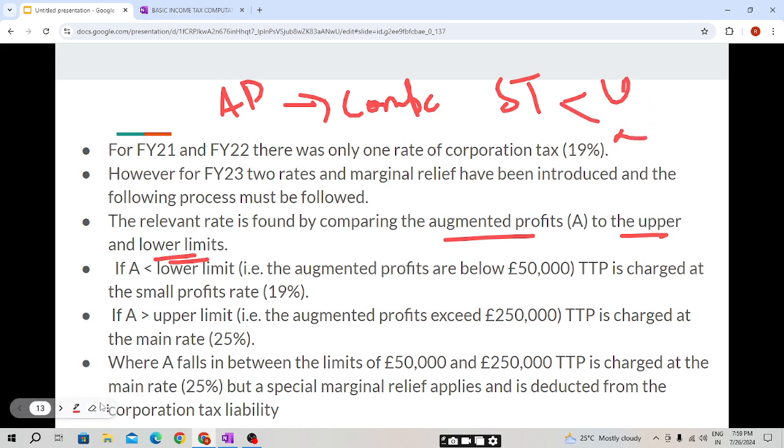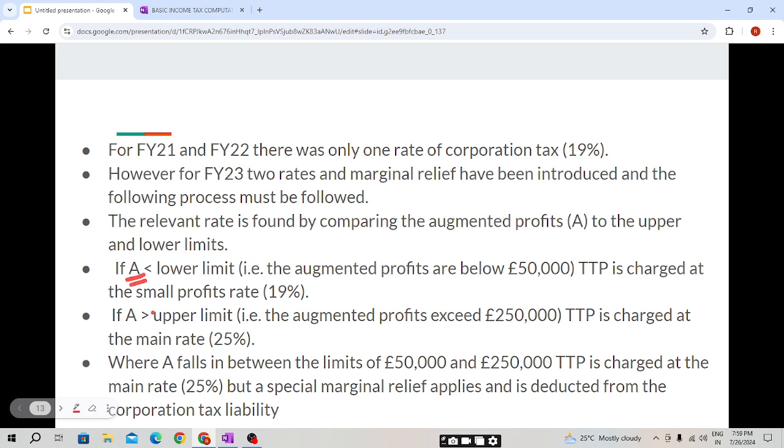So if the augmented profit is below the lower limit of 50,000 pounds, TTP is charged at the small profits rate, that is 19%. If the augmented profit exceeds the upper limit of 250,000 pounds, TTP is charged at the main rate.